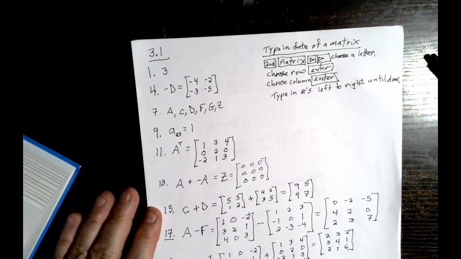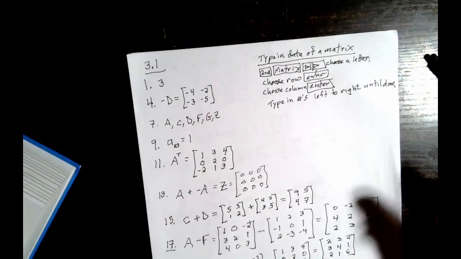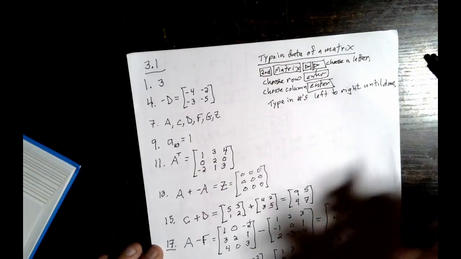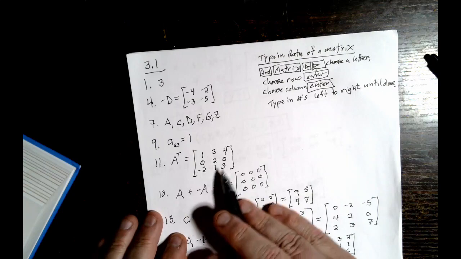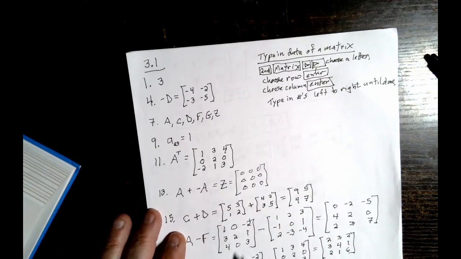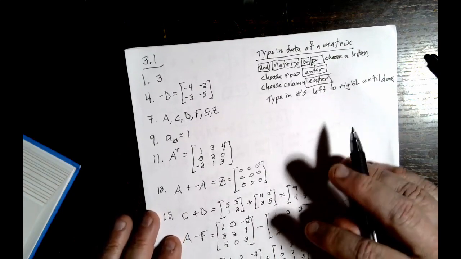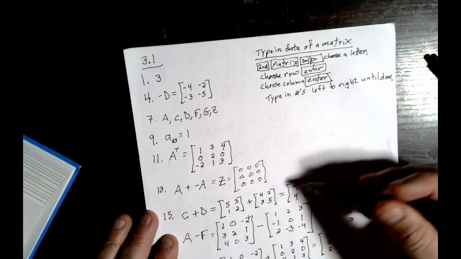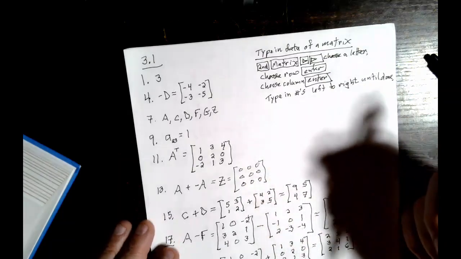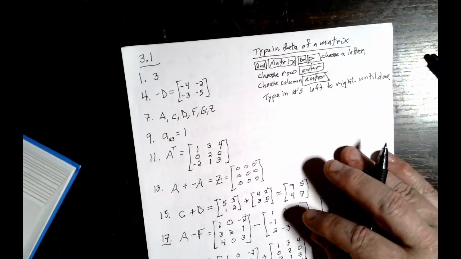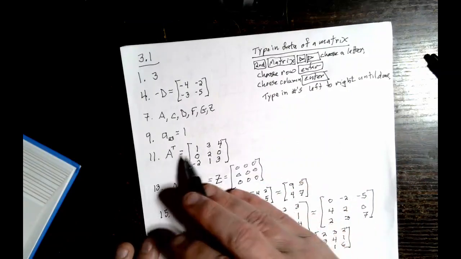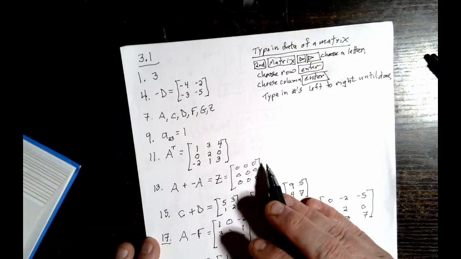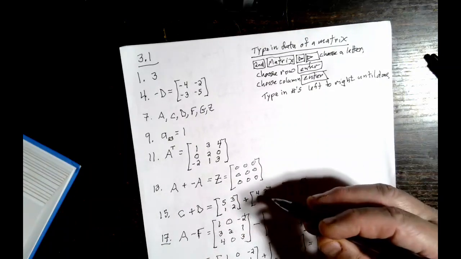Alright, let's talk about section 3.1. It talks about matrices. A matrix is just a number of rows and columns, and there's numbers put in their places. They can be whole numbers, fractions, decimals, positive, negative, zero, it doesn't matter. So you've got columns and you've got rows. Rows go left, right, columns go up, down.